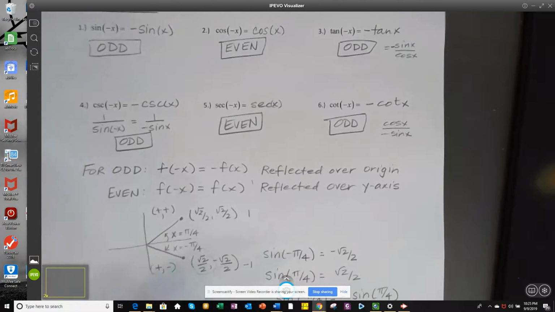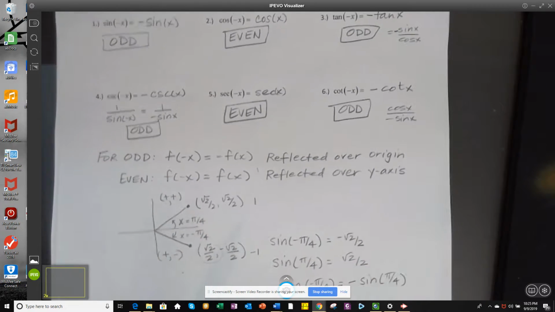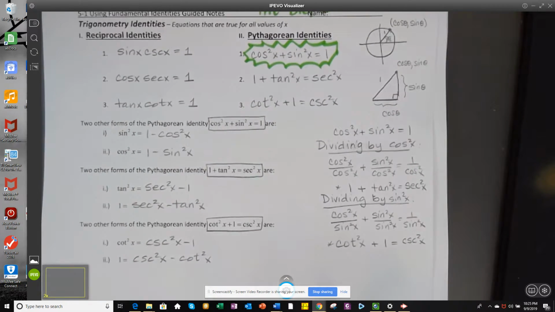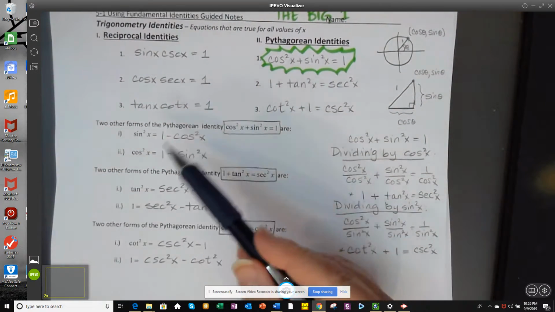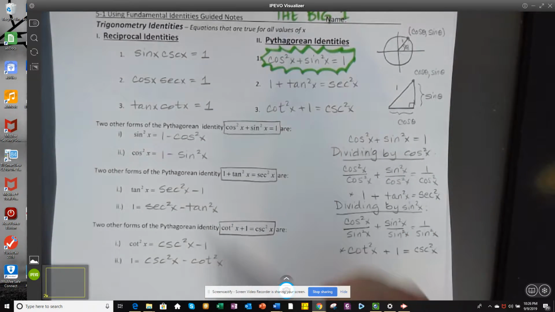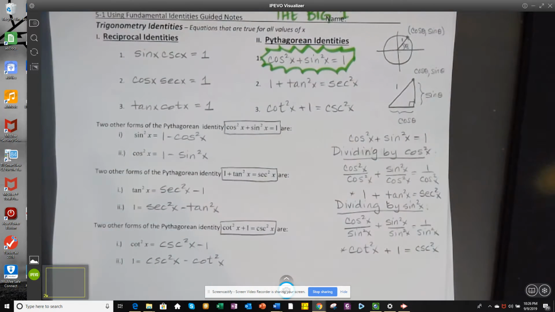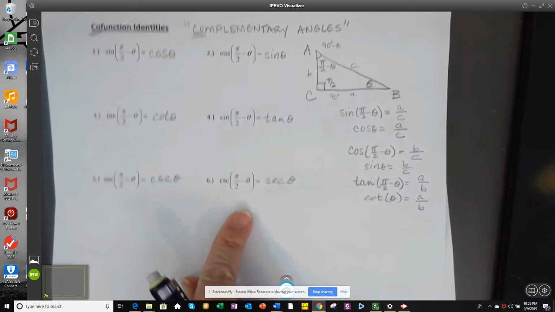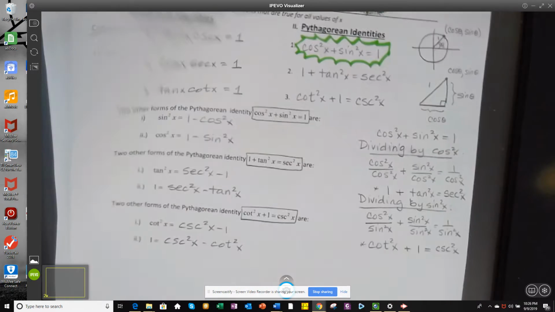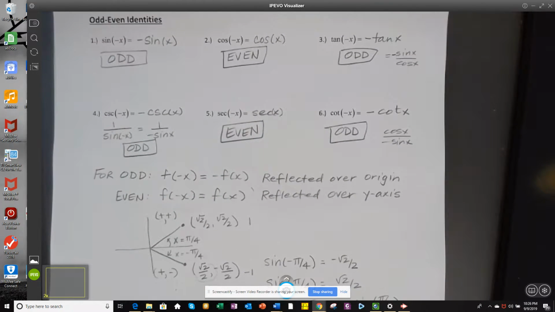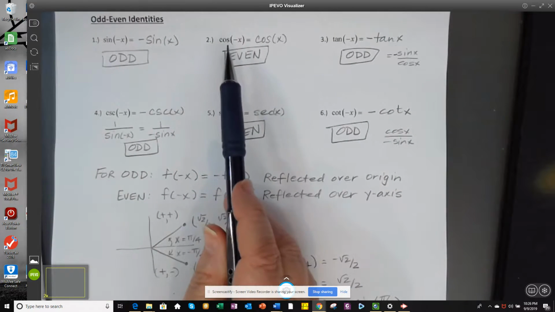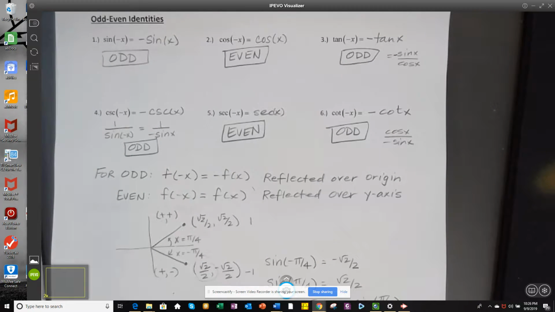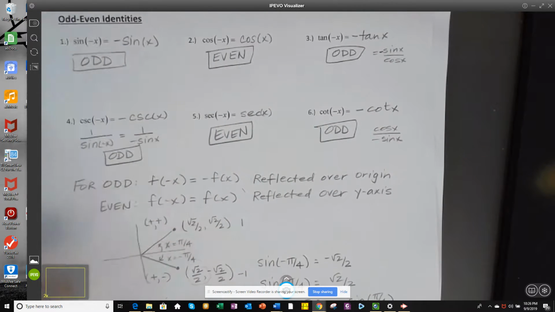All right, so goodness, our list of identities is expanding. We've got these identities. We're not going to forget these. These are really important ones. Then we have the reciprocal ones, the Pythagorean ones, and the other ones that we derived from the Pythagorean identities, as well as the complementary ones, the cofunction ones, and the odd-even identities. So wherever you see sine of negative x, you can put negative sine of x. Wherever you see cosine of negative x, you can put cosine of x because it's even. So we're going to work a whole bunch of examples to show you how to solve some problems with these, like right now.